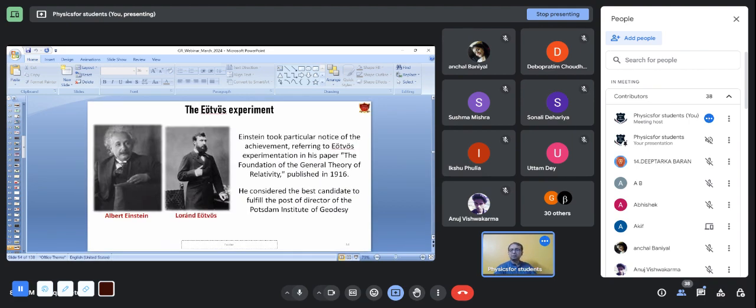And it was also Albert Einstein who actually found him the best candidate for the Potsdam Institute of Geodesy. So it was Loránd Eötvös who first demonstrated through experiment that yes, gravitational mass and inertial mass, there is absolutely no difference. All okay till now?